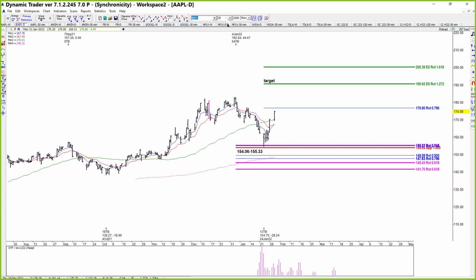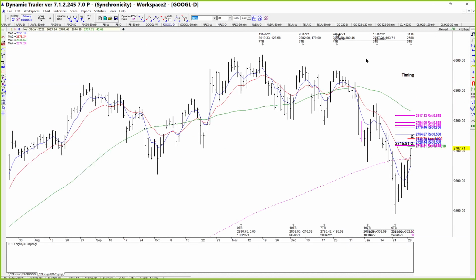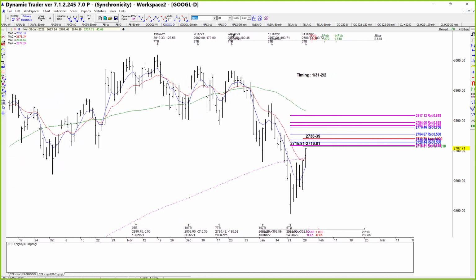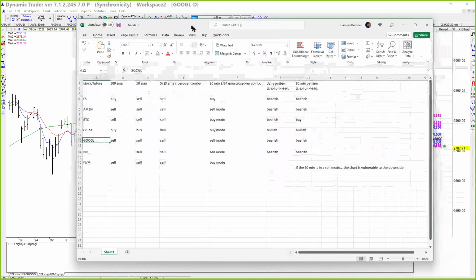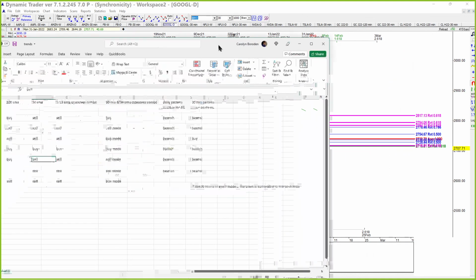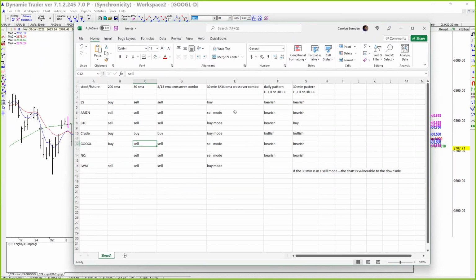All right, here we go. So for example, in Google, if we look at this chart, we are above the 200, so that's in a buy, but we're below the 50. Let's make sure. Yep, we're below the 50, and the 5 and 13 are in a sell mode. So we have the 50 in a sell mode, we have the 513 in a sell mode.